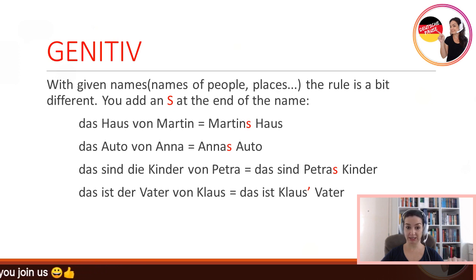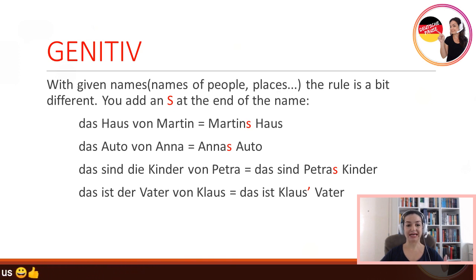As you can see here, in English we would need an apostrophe between Martin and the S. In German, we don't use it. Martin's house or das Haus von Martin. Both are right. It really is a matter of choice. You can choose whatever you prefer, whatever feels more comfortable, easier. Das Haus von Anna, Annas Haus. Das Auto von Anna, Annas Auto.